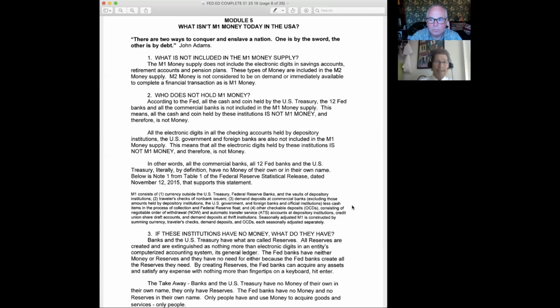In their hands, the cash and coin that is part of our M1 money supply is reserves. Reserves and money are not the same thing. They're 2 separate, different mediums of exchange. A person will never have, hold, use, or spend $1 of reserve. Banks and the U.S. Treasury will never have, hold, or use $1 of M1 money.